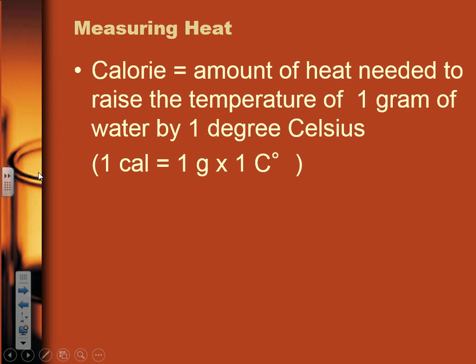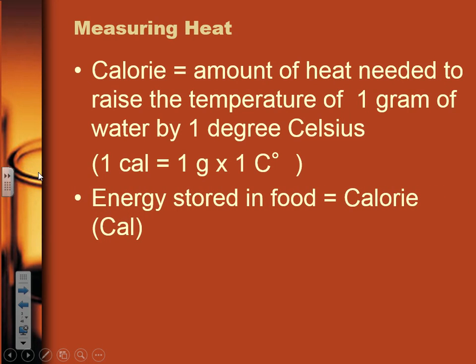Okay, so a calorie is one of the ways that we measure heat. It is a unit of energy. Heat and energy are going to be used interchangeably. They are the same thing. The definition of a calorie is the amount of heat or energy needed to raise the temperature of 1 gram of water by 1 degree Celsius. So 1 calorie equals a gram degree Celsius, and we're going to write that as 1 calorie per gram Celsius.